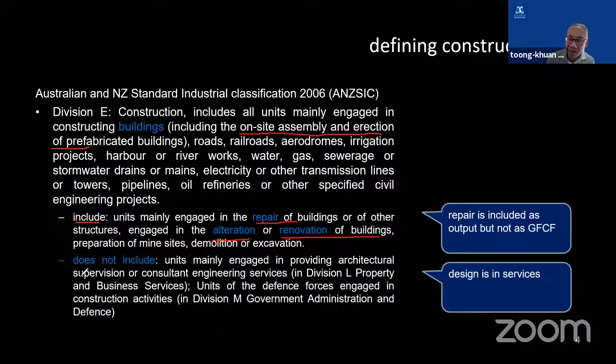Okay, so what does it not include? It does not include companies providing architectural supervision or consultant engineering services. So your architects, your design engineers, your quantity surveyors are not included in construction. This is the Australian definition, okay? And what is interesting is that whatever the defense forces build, for example, defense housing and defense infrastructure, is not part of construction. This is something peculiar, right? Whatever the defense sector builds is considered defense. It is not considered construction.